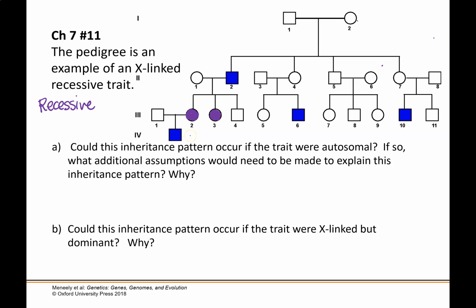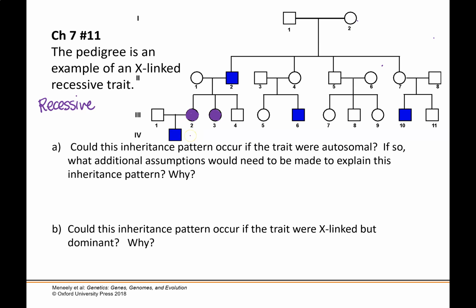All right, could this inheritance pattern occur if the trait were X-linked but dominant? The answer is no, because if this was X-linked dominant, dad would have to pass that on to his daughters. So if it were dominant, all of his daughters would have to be affected. So this pattern could not occur in an X-linked dominant. It has to be recessive. So all of these guys are going to be X-linked recessive. That means that all of their mothers are carriers. Now there's two different ways to indicate carriers. You can put a dot in the center, or you can shade half. That indicates a carrier. So she is going to be a carrier because she's the only one that can pass on that trait to their son.